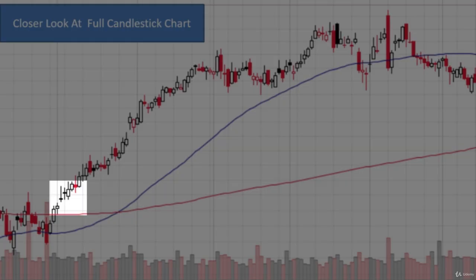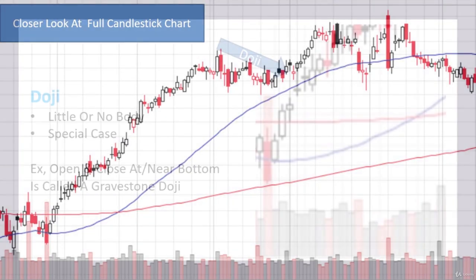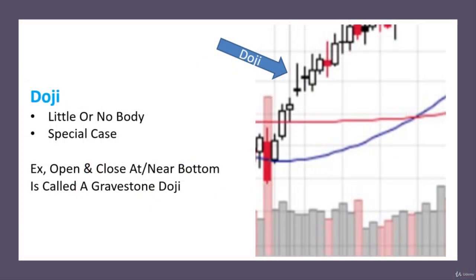You might see a candlestick that has a very long top but not much difference between open and close, so it has a very small body, almost like a line across. That's actually called a doji, and it's something we trade around. It's a candlestick with little or no body, and it's a special case. If the open and close occur at or near the bottom, it's a gravestone doji. This is an example of a gravestone doji, occurring more towards the bottom. It would be a different name if the same thing happened but the open and close were near the top.